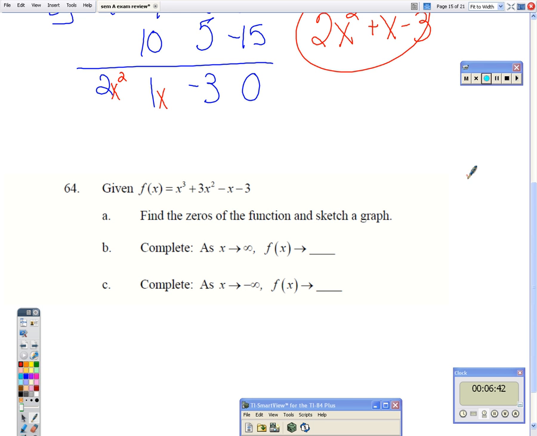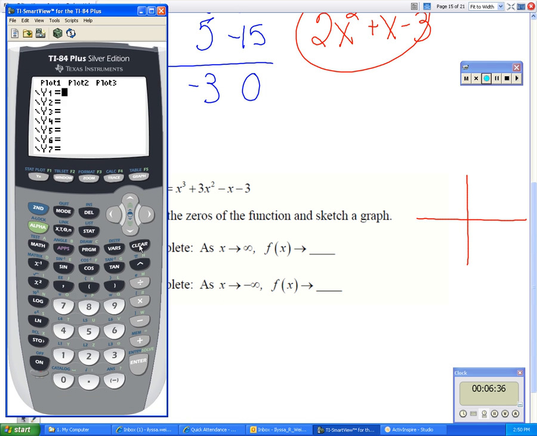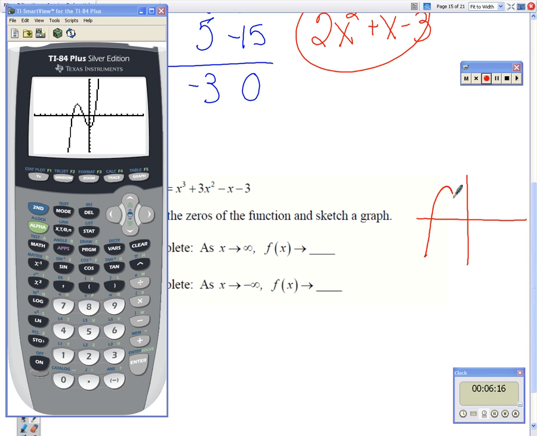Okay, find the zeros and sketch a graph. So this we will use our calculator for. X to the third plus 3x squared. And I'm going to do zoom standard, get a nice 10 by 10 window. And it just wants a sketch, so I'm not going to be perfect. So I can fill in my end behavior. As x goes to infinity, the graph goes to infinity. And as x goes to negative infinity, the graph goes to negative infinity.